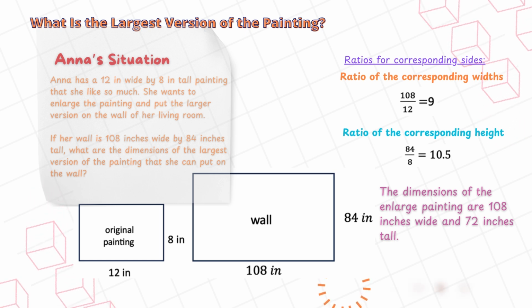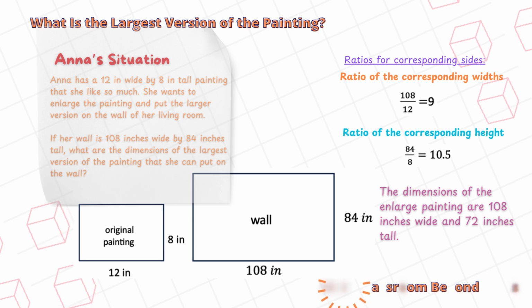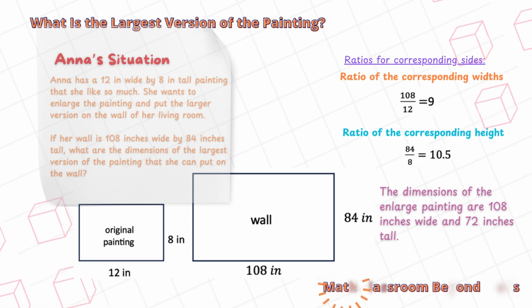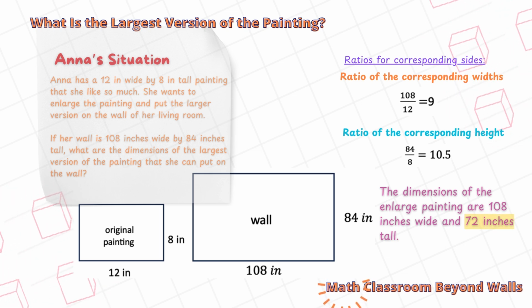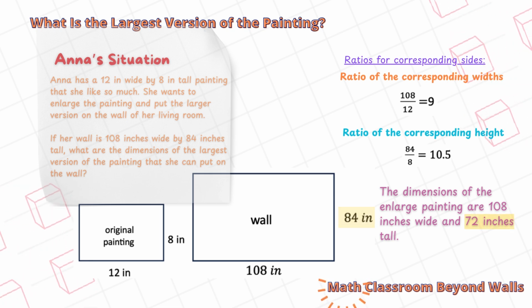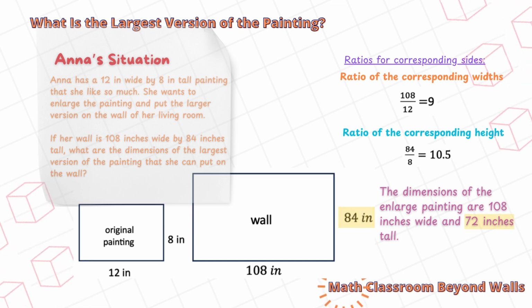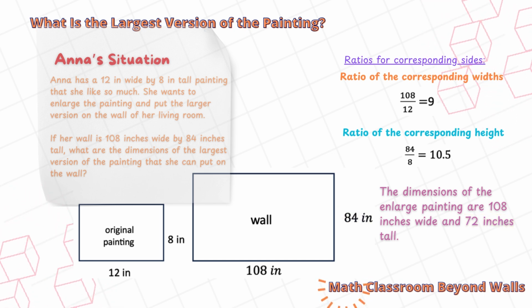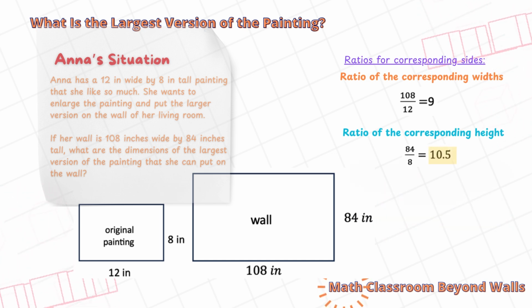Remember that Anna wants the largest version of the painting that she can put onto her wall. The height of the larger version of the painting with the scale factor of 9 is only 72 inches, and the wall is 84 inches high. Is it possible for her to have a taller version of the painting? For us to know this, we will check by testing the other ratio that we got earlier, the 10.5.